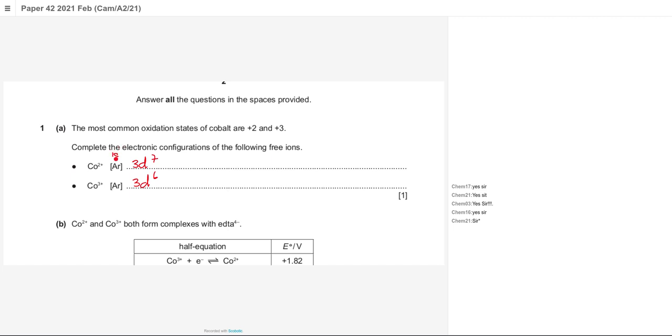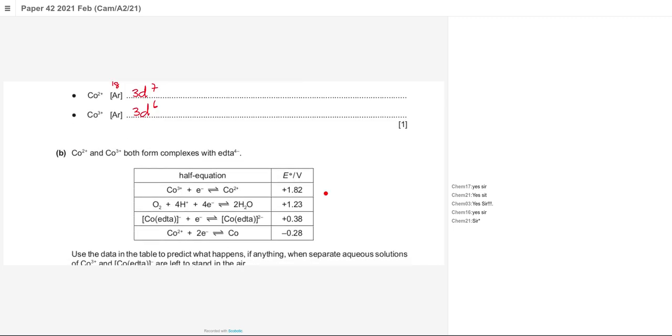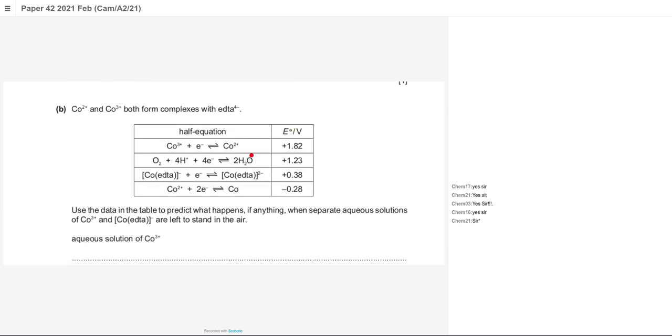So here you have argon, 18 electrons, and 18 + 7 is 25. So cobalt 2+ has 25 electrons, and cobalt 3+ has 24 electrons. Cobalt 2+ and 3+ both form complexes with ethylenediaminetetraacetic acid, which is EDTA4- overall. Use the data from the table to predict what happens, if anything, when separate aqueous solutions of cobalt 3+ and cobalt EDTA complex are left to stand in the air.